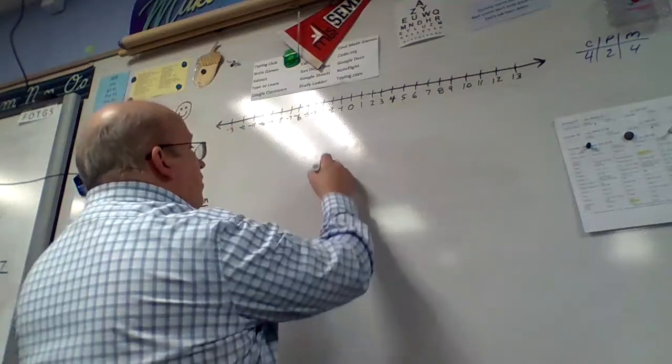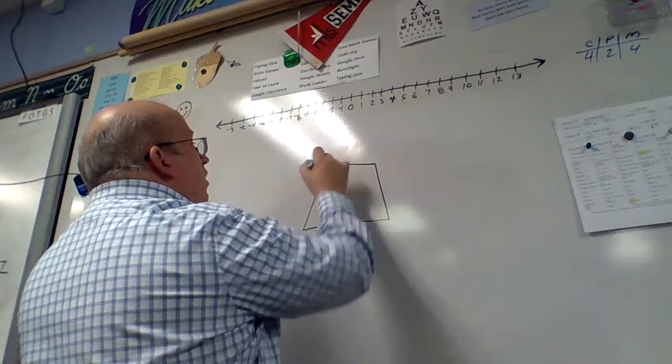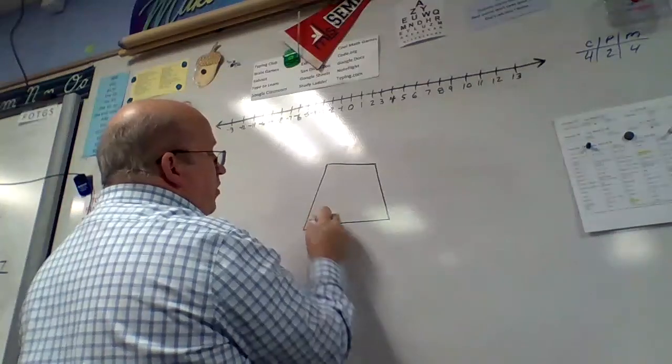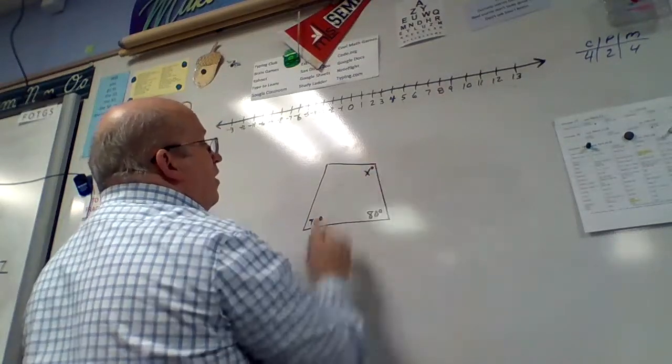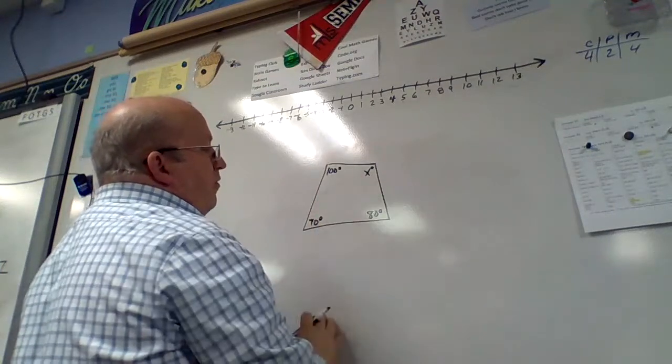if we have a four-sided figure and we want to figure out a missing measurement, like let's say for example this is 70 degrees and this over here is 80 degrees and this we called x, and over here we'll call that 100 degrees. Is there a way to find x?